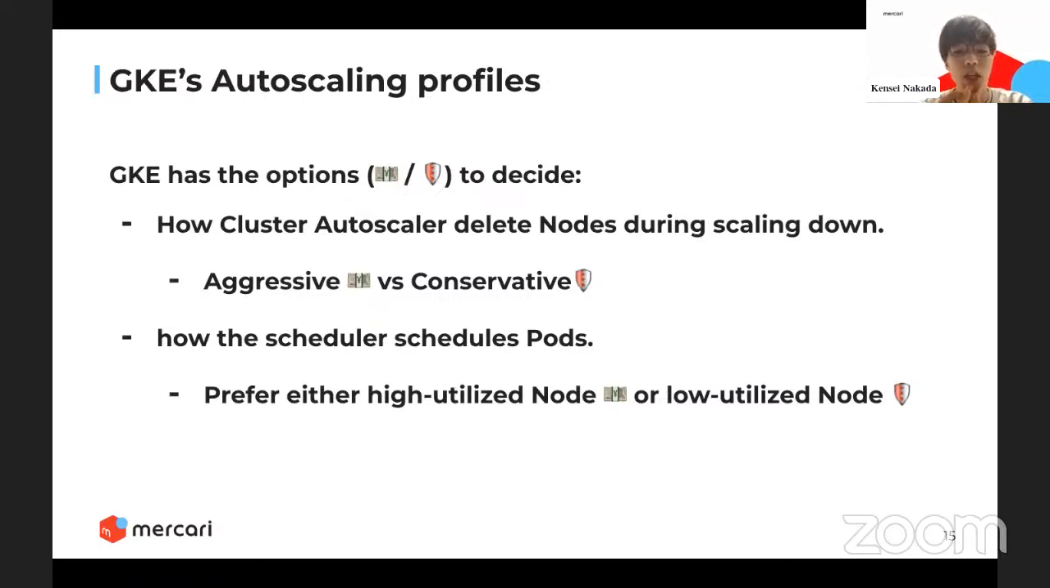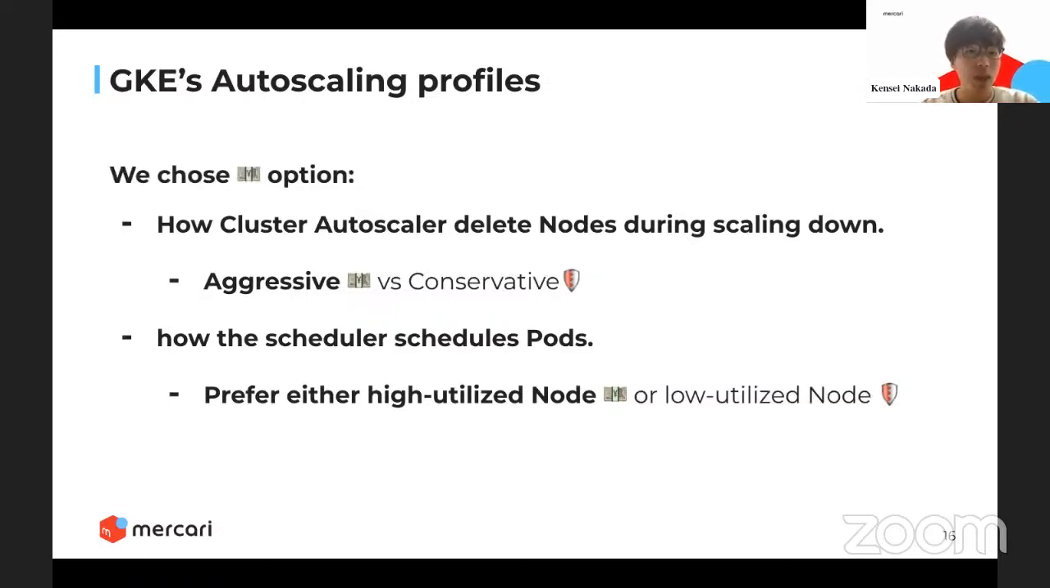And the scheduler behavior. We can change the scheduler to prefer either high utilized nodes when scheduling or low utilized nodes when scheduling. If we go with the high utilized nodes preferred way, then it means bin packing. So all pods tend to gather in one node or a specific number of nodes, and then we can delete other low utilized nodes. Then in Mercari, we choose the money option. So the cluster autoscaler will delete nodes aggressively, and the scheduler schedules pods by preferring the high utilized nodes.